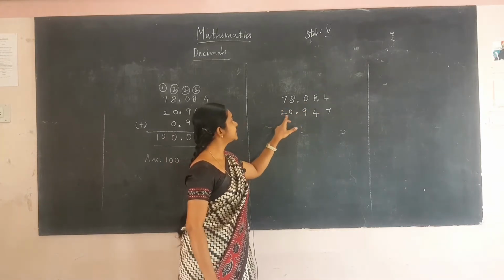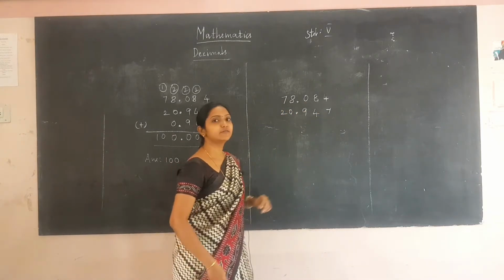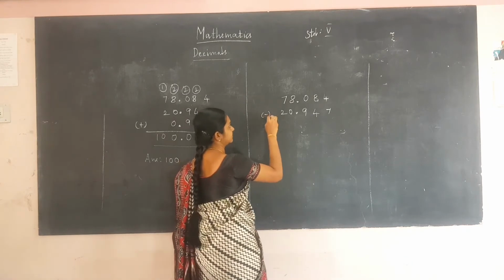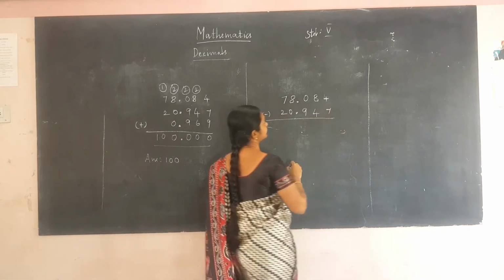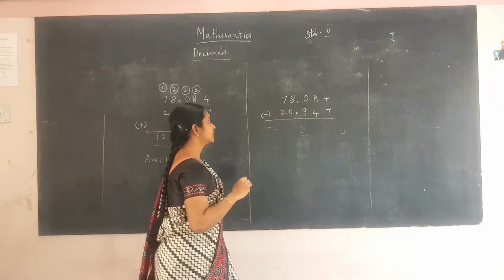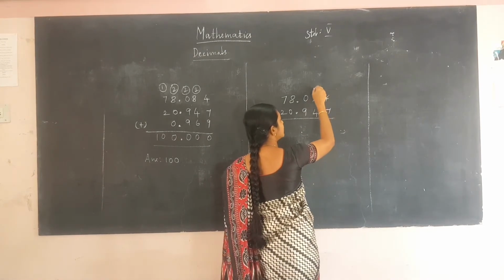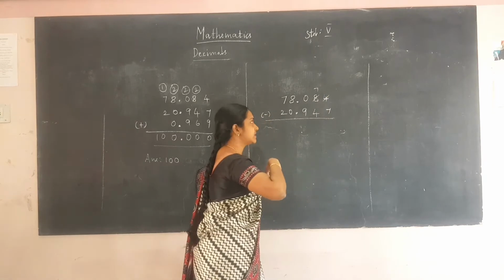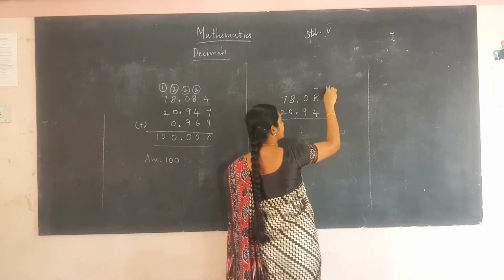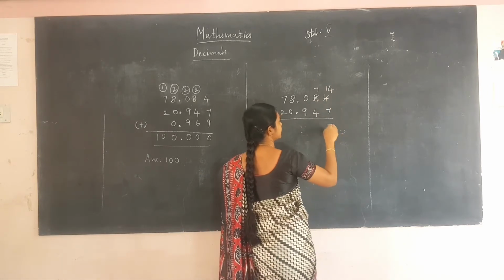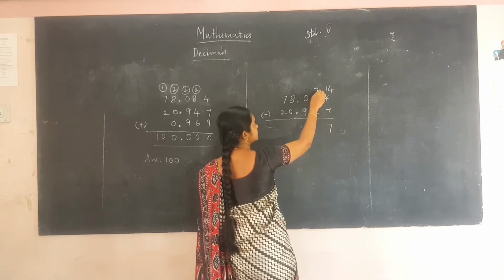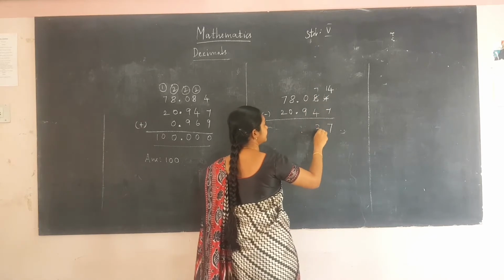Now, consider two decimals 78.084 and 20.947. We are going to subtract them. Four is smaller than 7, so we have to borrow. So 8 will be changed as 7 and 4 will be changed as 14. 14 minus 7 is 7. 7 minus 4 is 3.